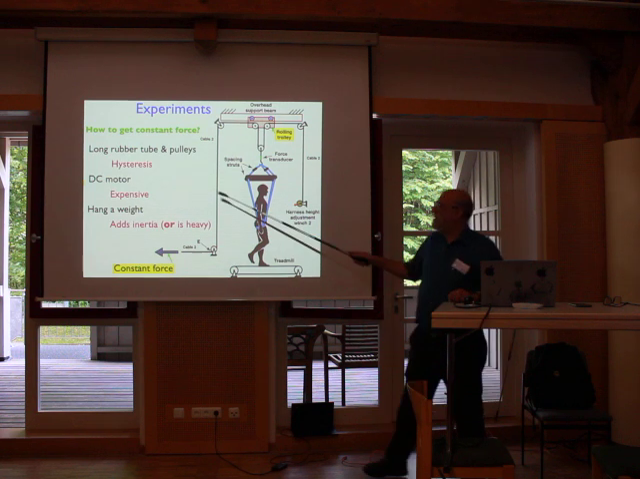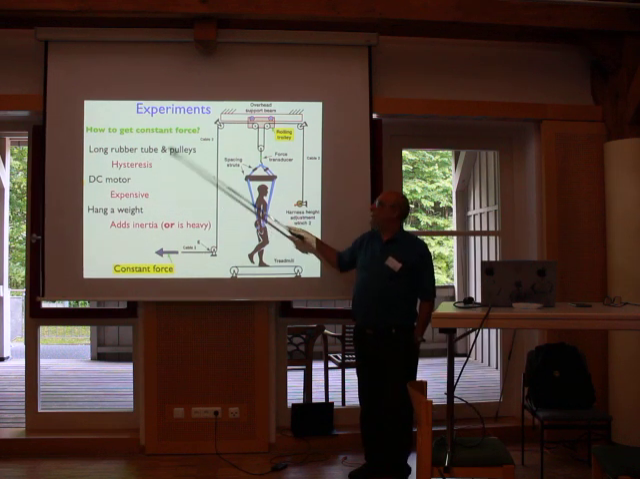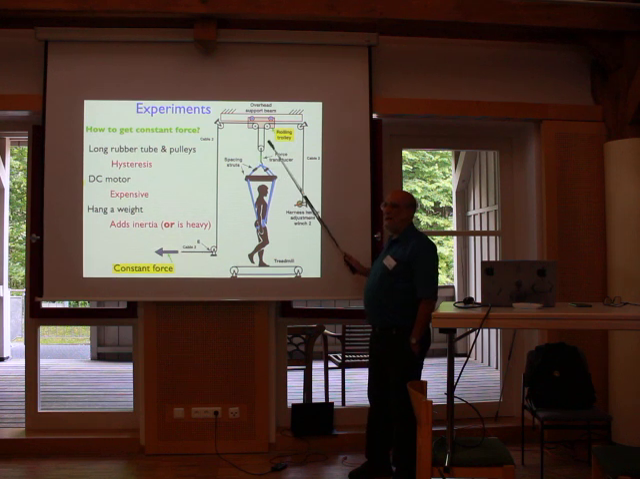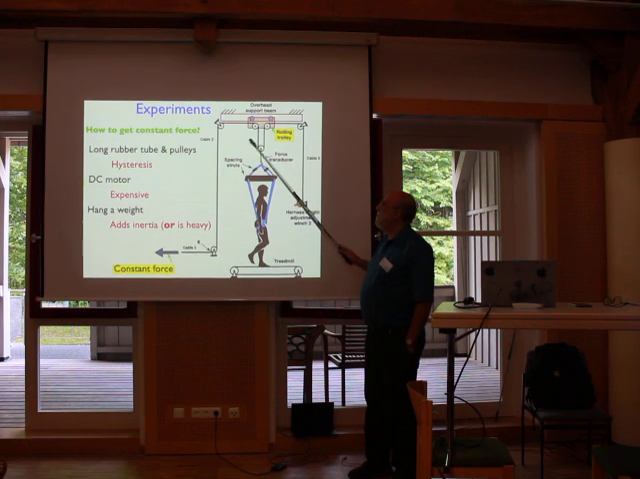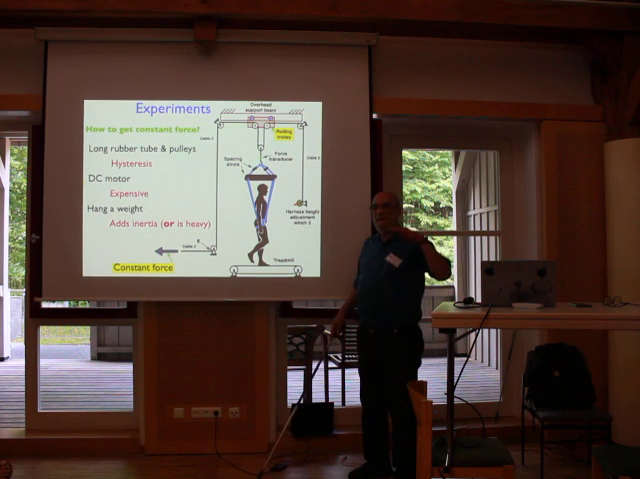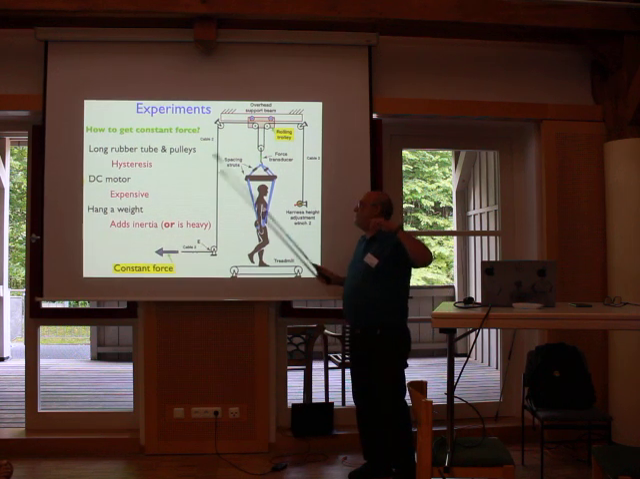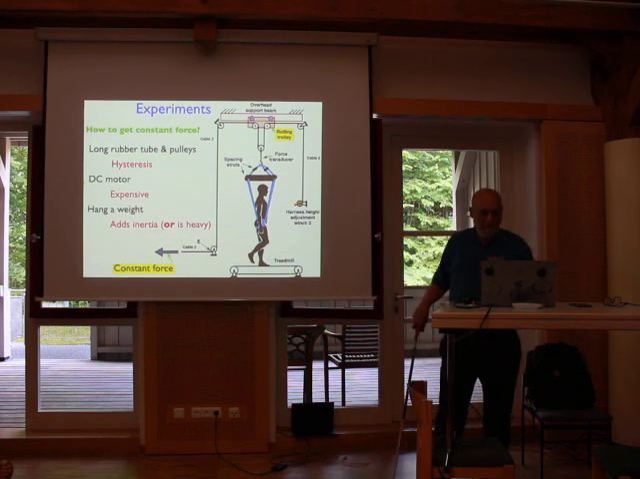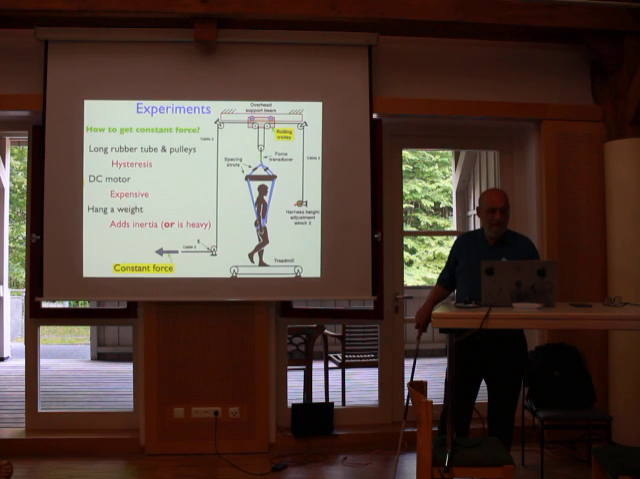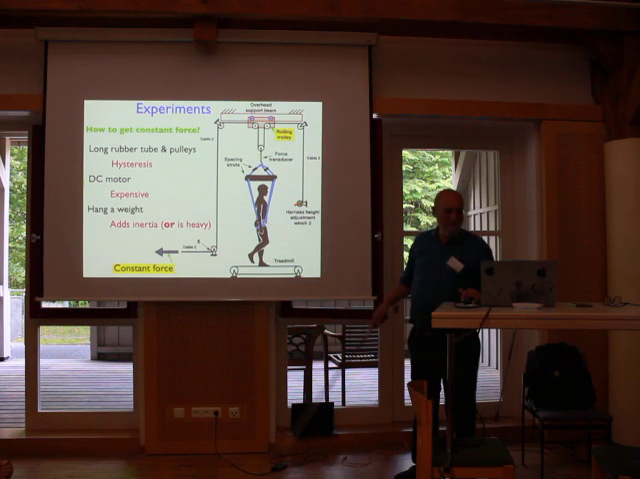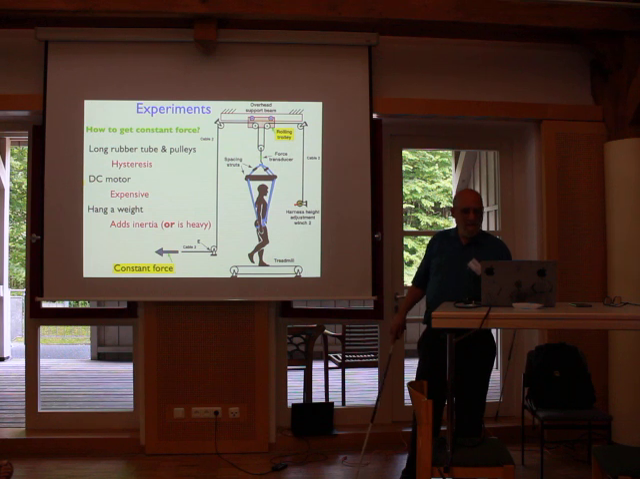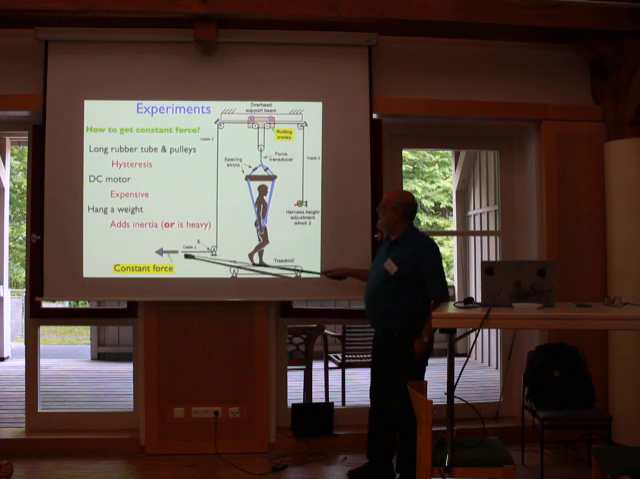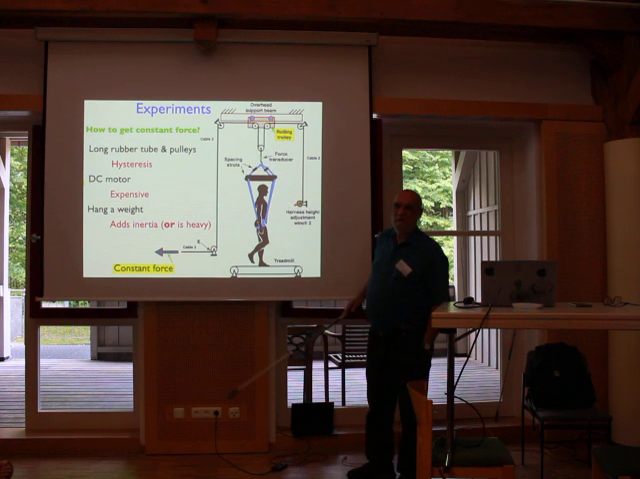Now, one of the problems with these is that there is a lot of hysteresis. As you're going on this machine, you're going up and down, and if there's friction in this system between this point here and wherever you're pulling, then there'll be a friction force one way and a friction force the other way, and those two friction forces will add up to give you a different effective tension here, depending on whether you're going up or down. That's a bad simulation of reduced gravity. A DC motor is expensive. We did this basically with no budget. And if you hang a weight, then it adds inertia to the system, which is not a parameter we want.